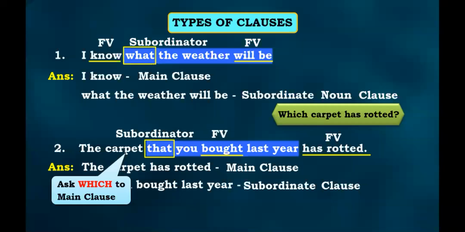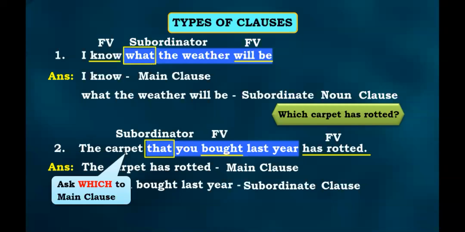Okay. Now listen to this very properly. Is my subordinate clause giving me more information about the noun in the main clause? I repeat, is my entire subordinate clause giving me extra information about the noun carpet which is in the main clause? Yes. Very good. Yes. So the carpet is rotten. But which one? The carpet that you brought last year has rotted. Okay, so it is very clear.